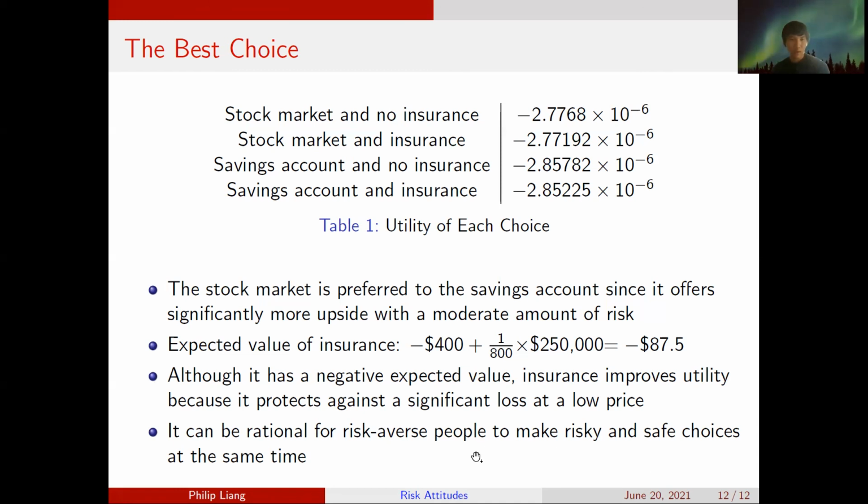So this example also shows that it can be rational for risk-averse people to make risky and safe choices at the same time. Risk might be insured even at the cost of expected value when the risk is serious and the protection's relatively cheap, while risk might be borne when the incentive to bear risk in terms of expected return is high enough.